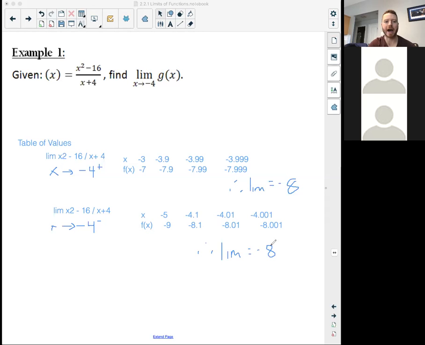Do these limits match? Yeah. So the limit exists. The limit is -8 for this case. We just solved that using our table of values. Now we will try solving this algebraically. Are you guys good if I delete this? Yep. Okay, perfect.